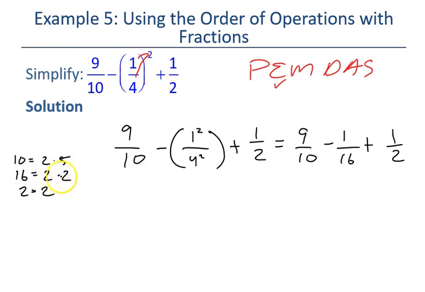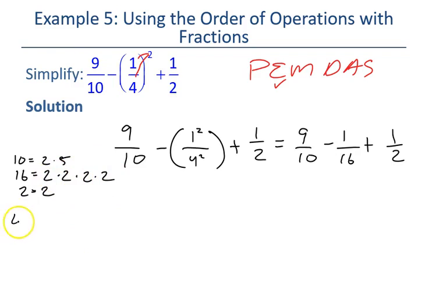Okay, 4 times what equals 16? Well, 4 times 4, or 2 times 2 times 2 times 2. So 2 times 2 is 4, 4 times 2 is 8, 8 times 2 is 16. And so here we would have the most 2s.